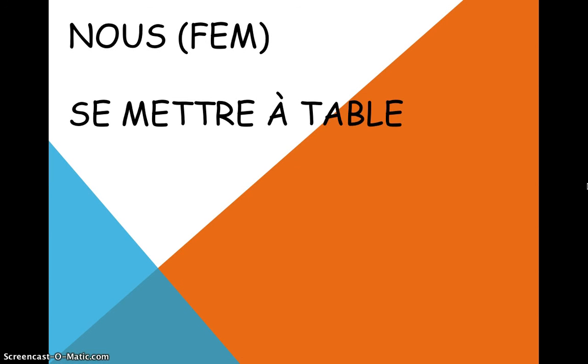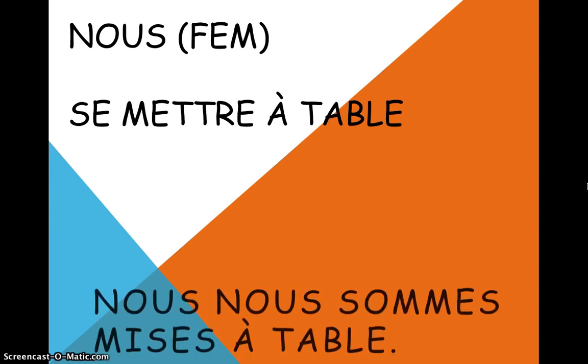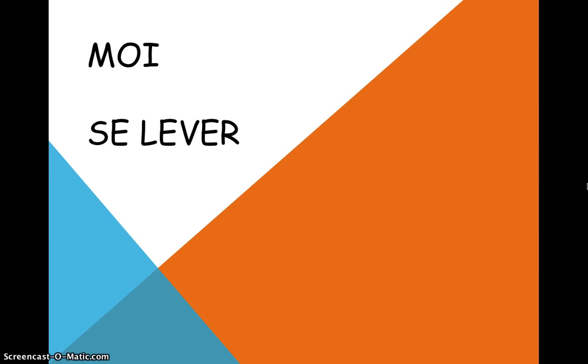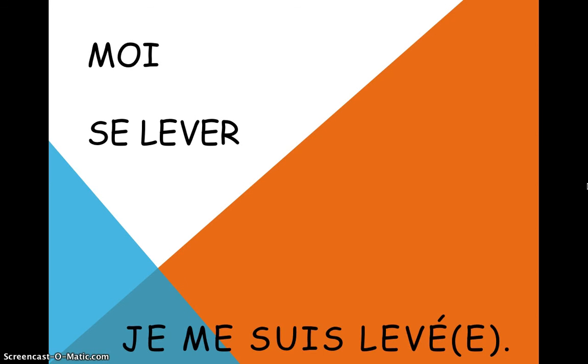Here's the next one. Notice here you have the E because it's feminine and the S because nous is always plural. And another. This one has the E in parentheses because if you are a girl who is writing this, you added the E. If you are a boy watching this, you did not.